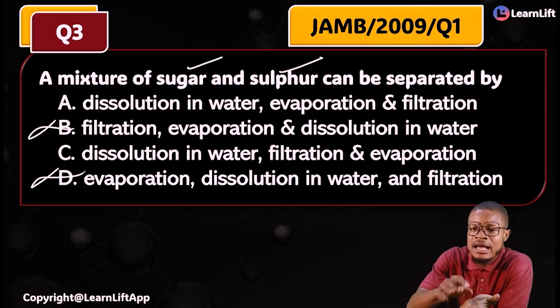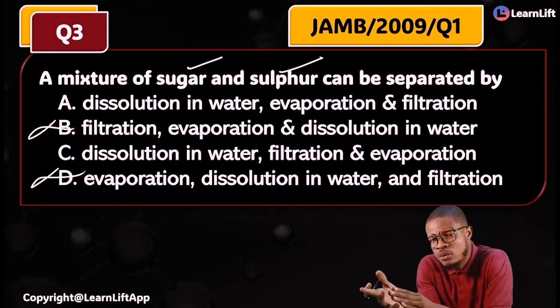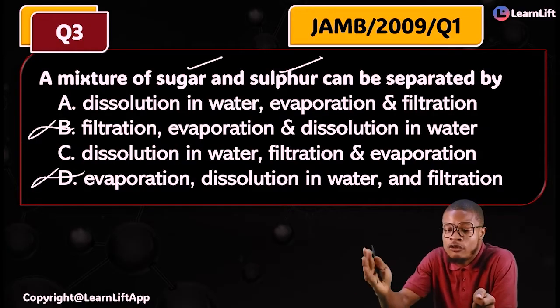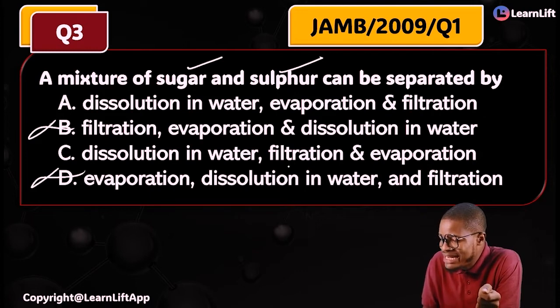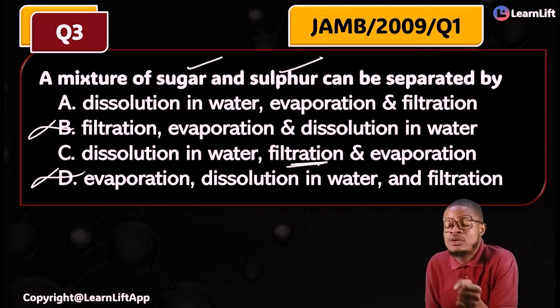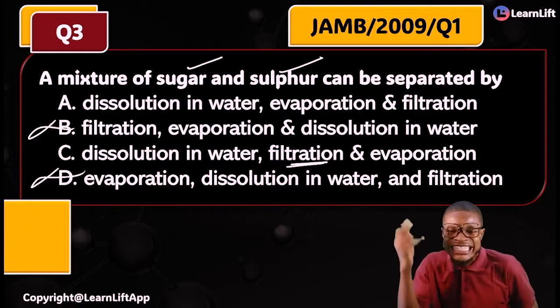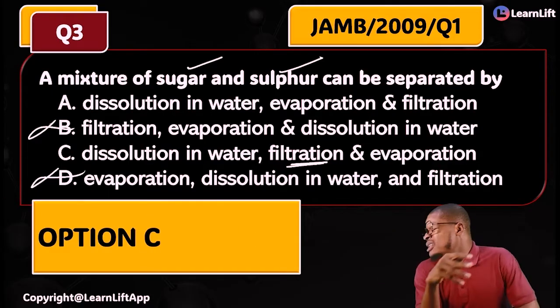After dissolution in water, what will I do next? I've dissolved it in water. So your sugar has already dissolved in the water. The next thing to do is carry out filtration so that you can filter out your sulfur. Filtration. And then the next step is evaporation so that you can evaporate your water and get your sugar. Option C is the correct answer.